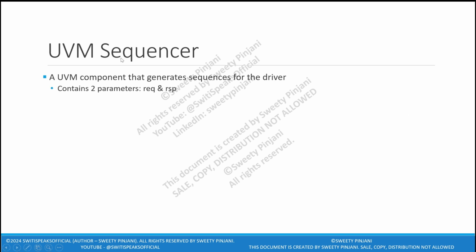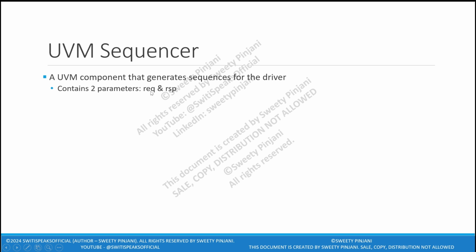You need to understand that this sequencer has two parameters. One is request and the other is response. The interesting thing here is that request is a mandatory parameter and response is not a mandatory parameter. However, request you should give.